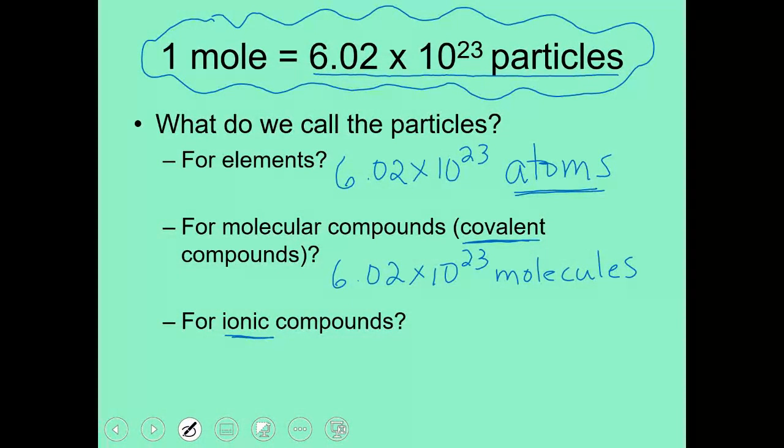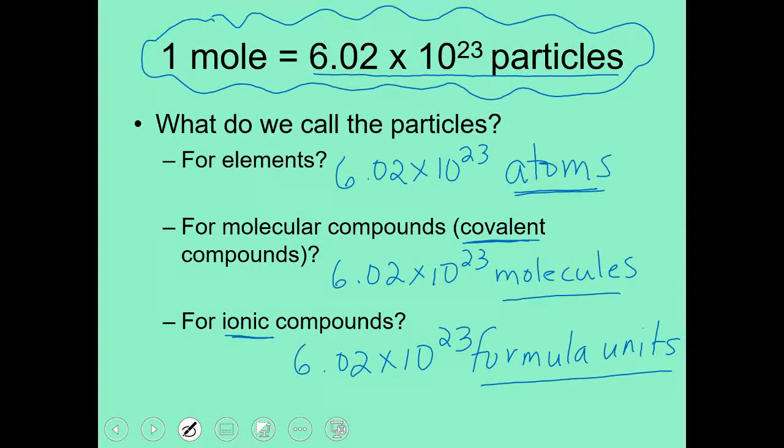If you have an ionic compound where it's held together by ionic bonds, that would be where you have the transfer of electrons. You have a positive and a negative ion. Because they don't form individual molecules, but instead form big network crystals, what we do, remember, is refer to the simplest ratio of ions within that compound. So we'd say we have 6.02 times 10 to the 23rd formula units for those, because the simplest ratio of ions within the network is called the formula unit. So that would be what we want to call the particles.